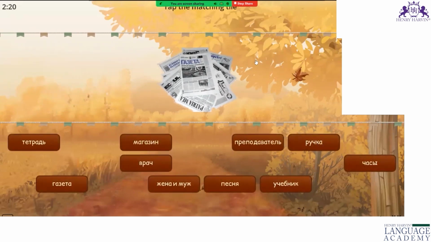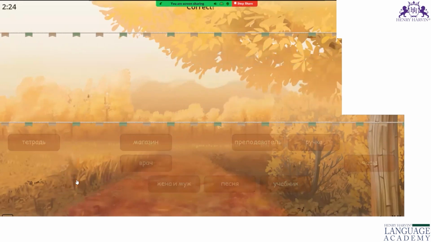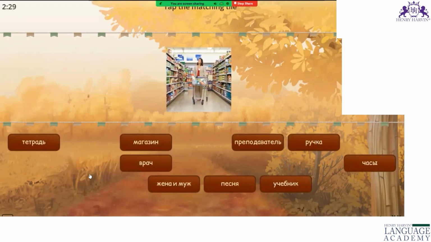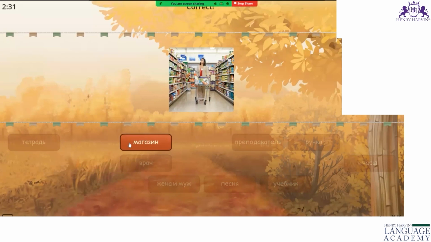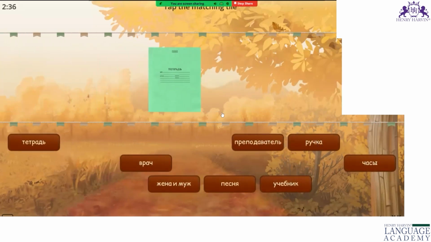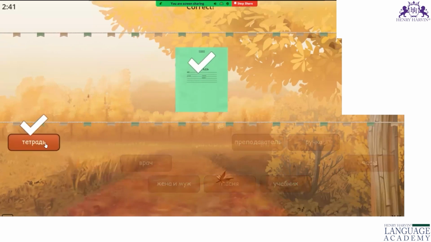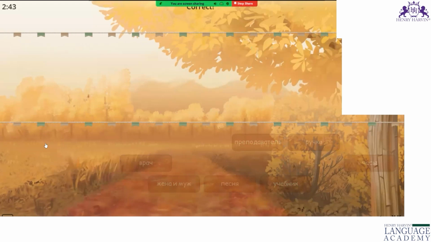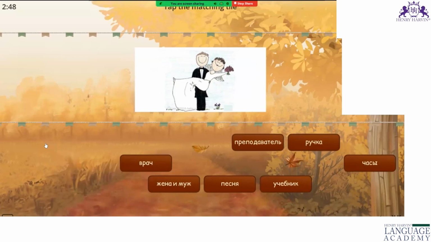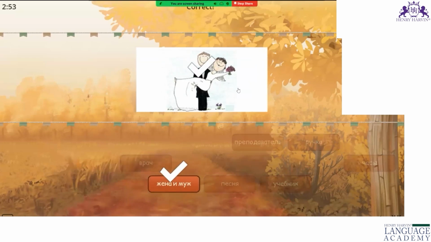Моя газета. Магазин. Мой магазин. Моя тетрадь. Ага, feminine with soft sign here. Моя тетрадь. Жена и муж. Да, жена и муж. Ага. Wife and husband.